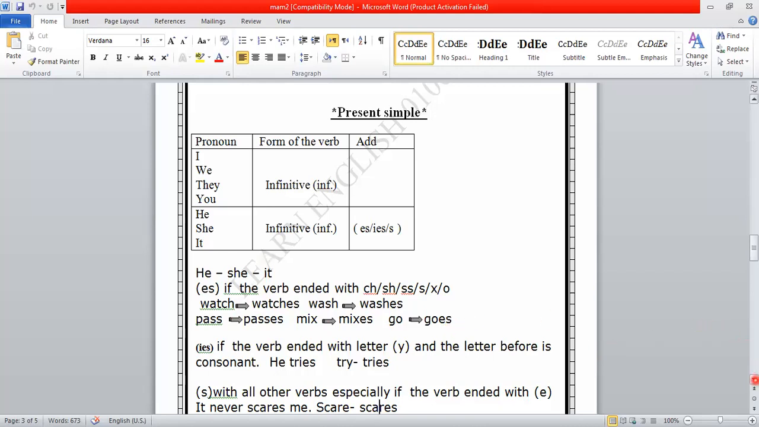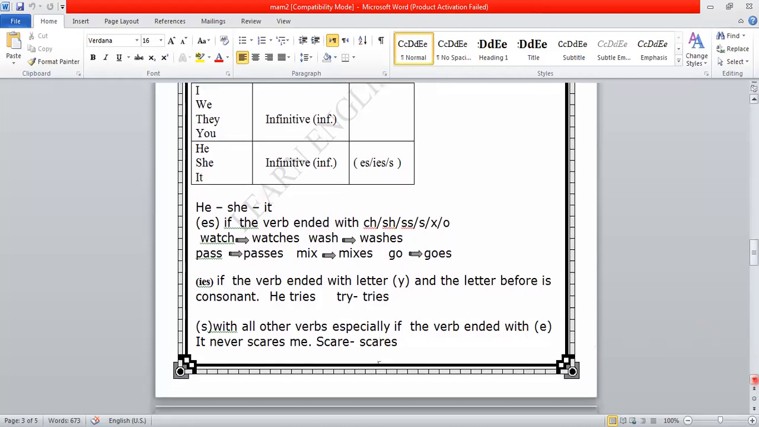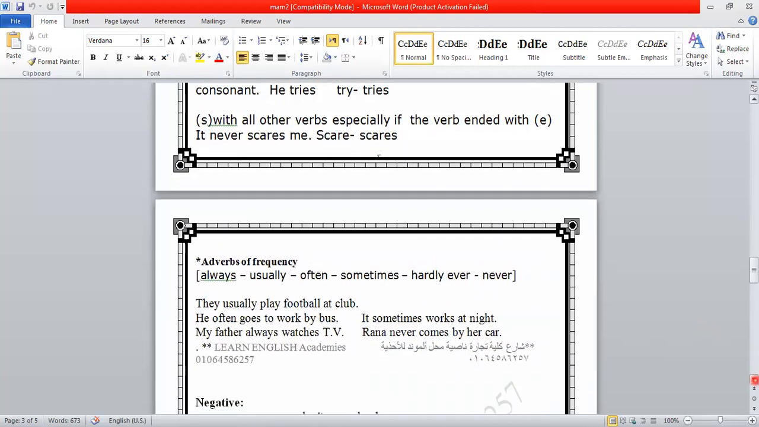And if we have these examples, we can see that he often goes to work by bus. My father always watches TV. It sometimes works at night. Rana never comes by her car.